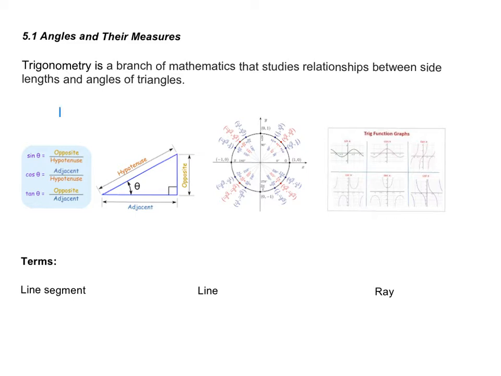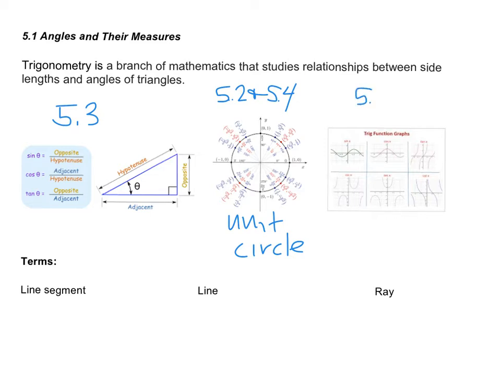In section 5.3, we look at right triangles and the relationship of the sides of right triangles. In sections 5.2 and 5.4, we look at what we call the unit circle and find trig function values based on points on the xy axis. And in 5.5 and 5.6, we will look at the graphs of trig functions themselves.